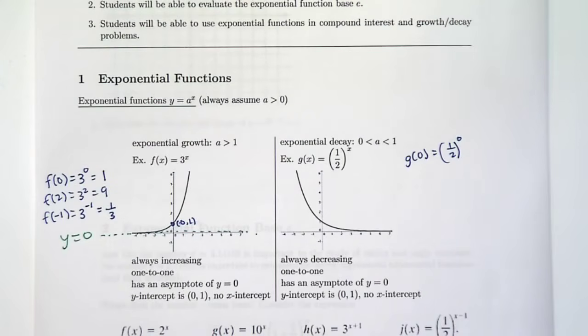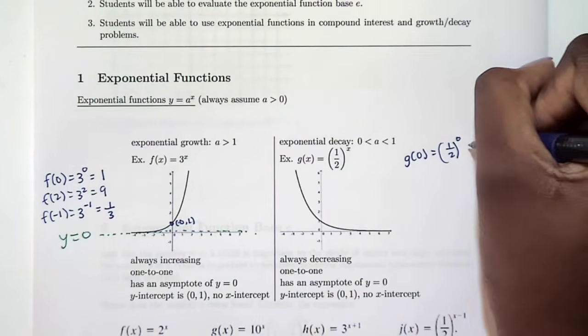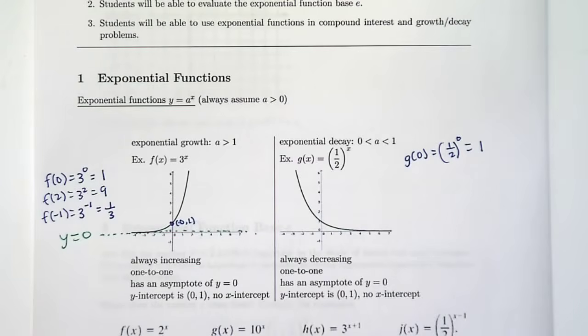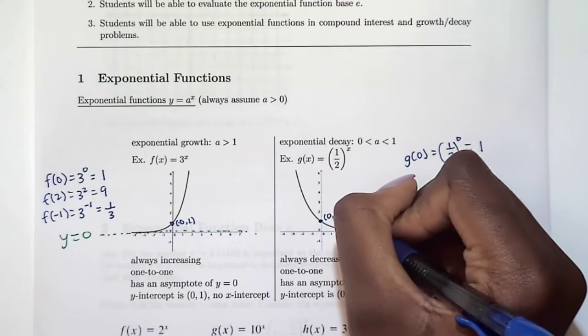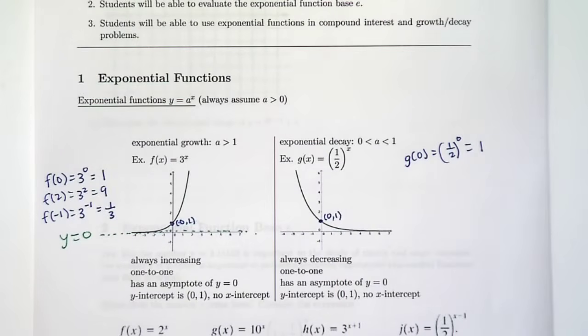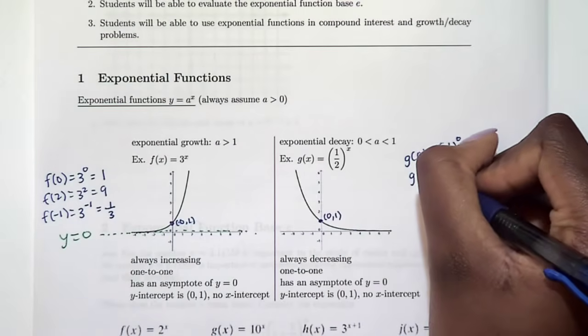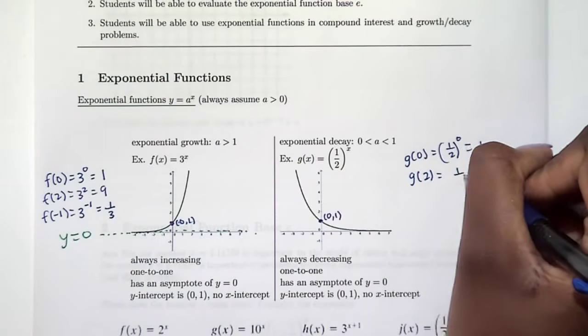So that's 1/2 raised to the 0. Anything raised to the 0 is 1. So we should have our usual point for exponential functions, (0, 1). That should be on the graph always. Let's plot a couple other points just so we can see how these work.